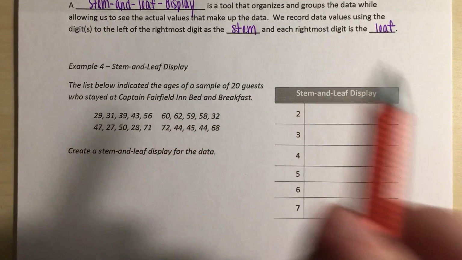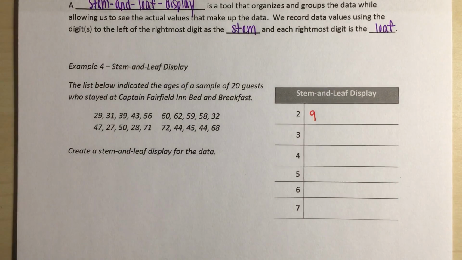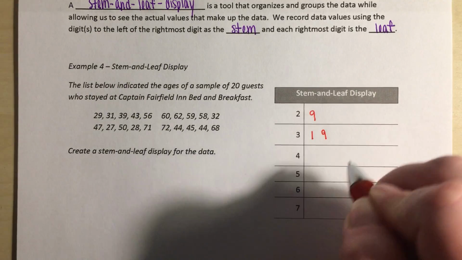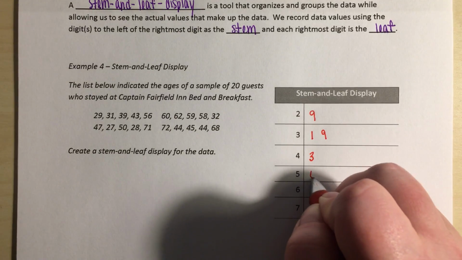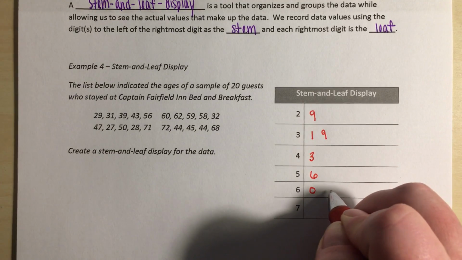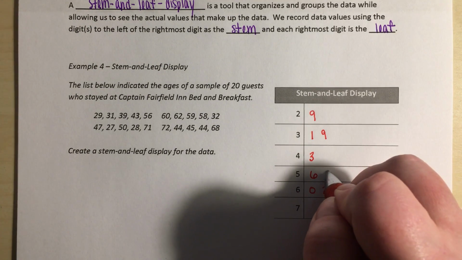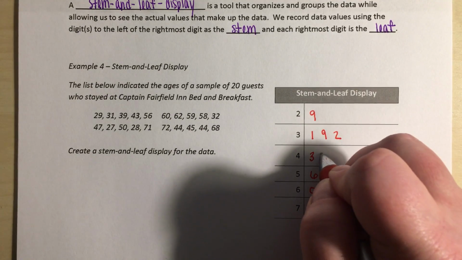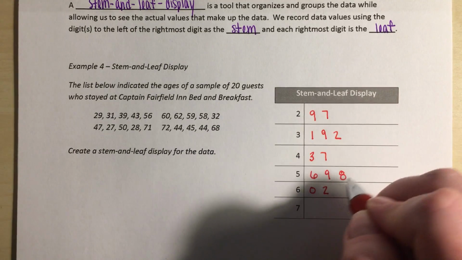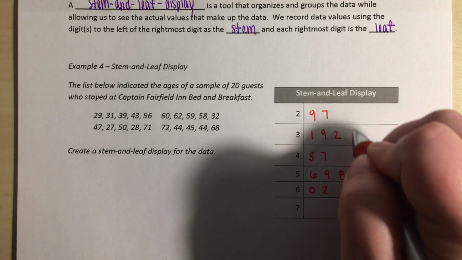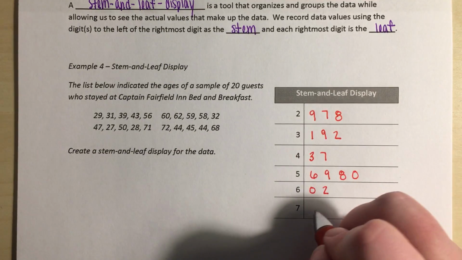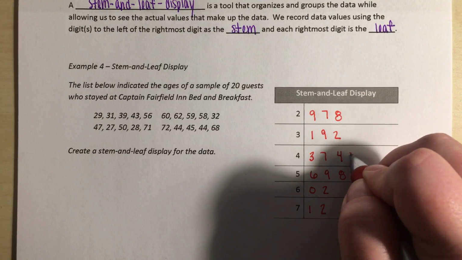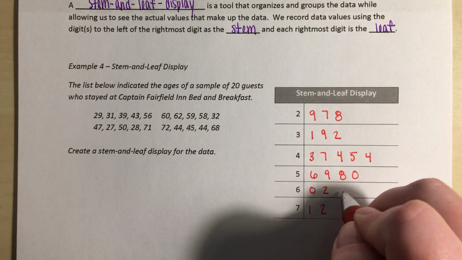So 29 means we're going to have a 9 in that 2 row, so that 2 and that 9 represents 29. 31, 39, 43, 56, 60, 62, 59, 58, 32, 47, 27, 50, 28, 71, 72, 44, 45, 44, and 68.